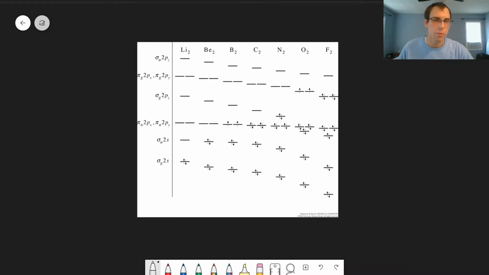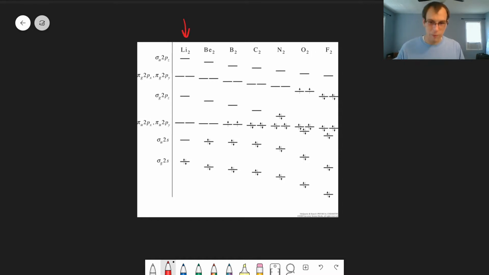So for this video, we'll mostly be looking at this figure from your textbook, which is showing all of the molecular orbitals for the second row of the periodic table up through fluorine. And we'll be looking at sort of the properties here. And so we've looked at one of these already, lithium, the lithium dimer.